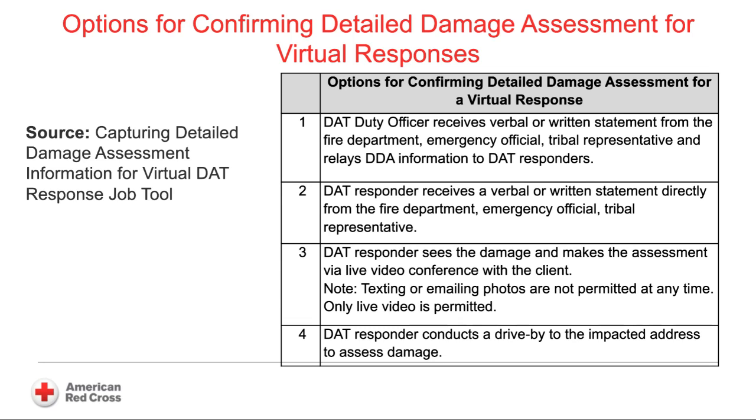And DAT responders can do a drive-by of the home to try and observe damage from their car. If the damage isn't visible from the street, you may want to go through the backside, or you may try to observe it from another street that provides the visibility that you need. So capturing the detailed damage assessment not only outlines the order of options you can use virtually to complete the detailed damage assessment, it also includes the specific questions you can ask to efficiently gather information when you're communicating with busy emergency officials. And we're going to take a look at those next. Slide, please.